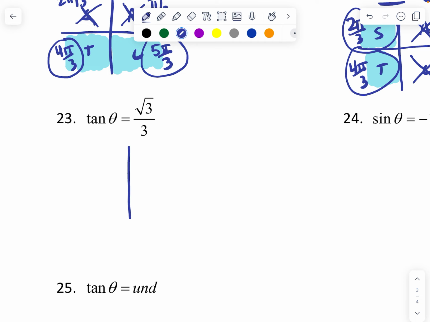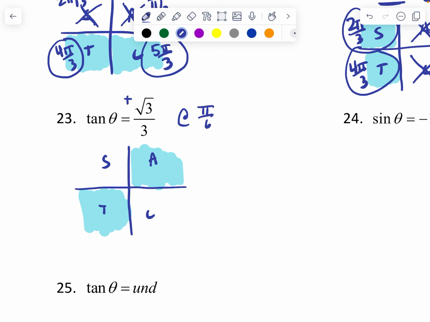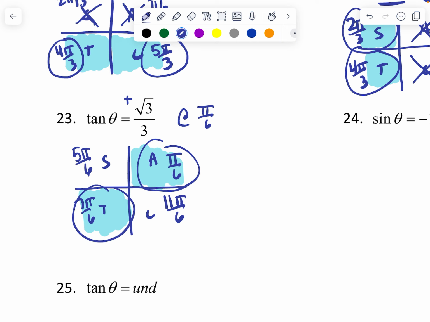Okay, I want tangent to be, this time, this is a positive answer. So all students take calculus. Tangent's positive in quadrant 1, and tangent's positive in quadrant 3. And where is tangent equal to radical 3 over 3? Well, that happens at pi over 6 if you look at your chart. So I'm going to have, counting by pi over 6, pi over 6, 5 pi over 6, 7 pi over 6, 11 pi over 6. So the highlighted ones are your answers.